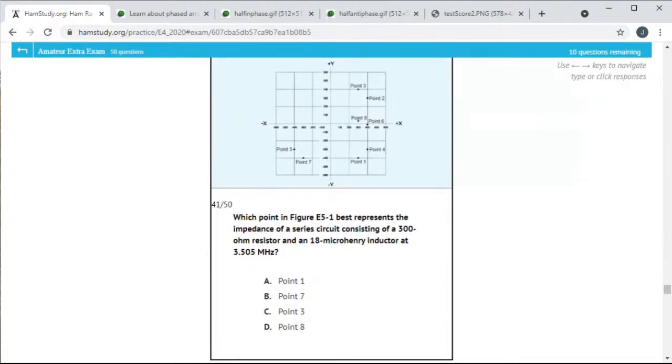What point on figure E5-1 best represents the impedance of a circuit consisting of a 300 ohm resistor and 18 microhenry inductor at 3.505? So, A1.1, which is positive 300 and negative 400 Y.